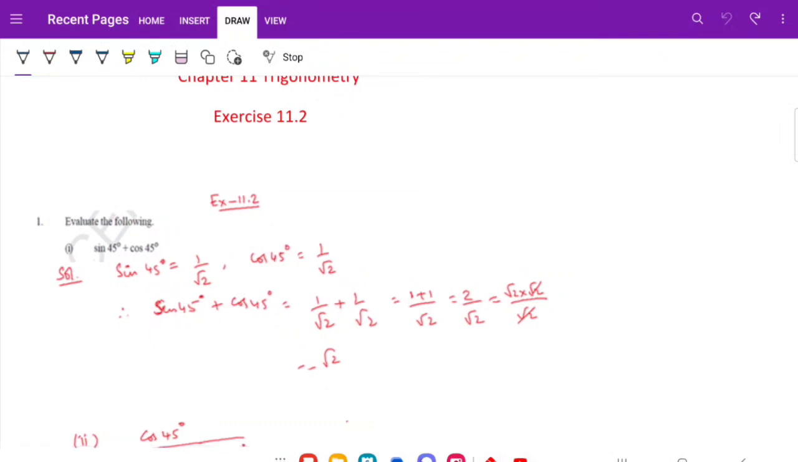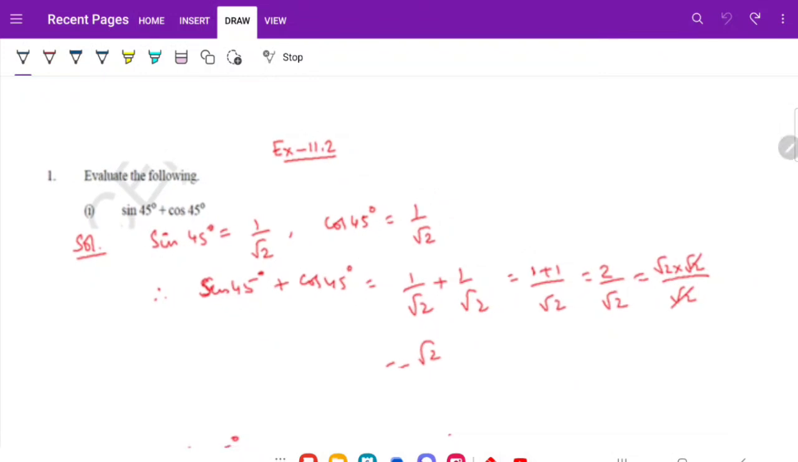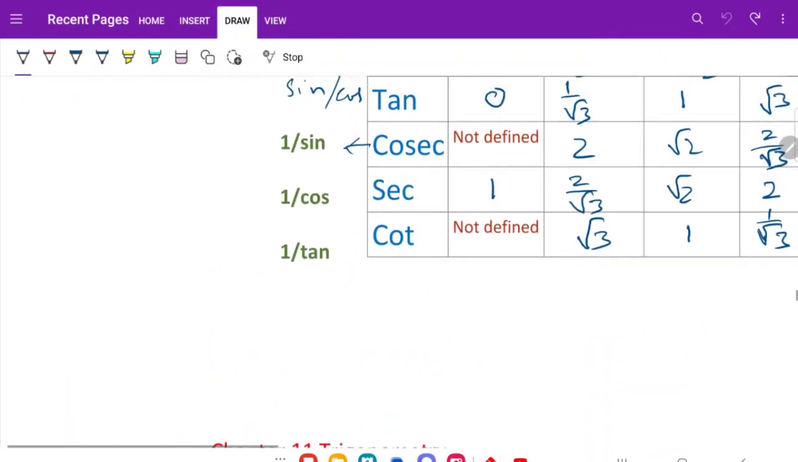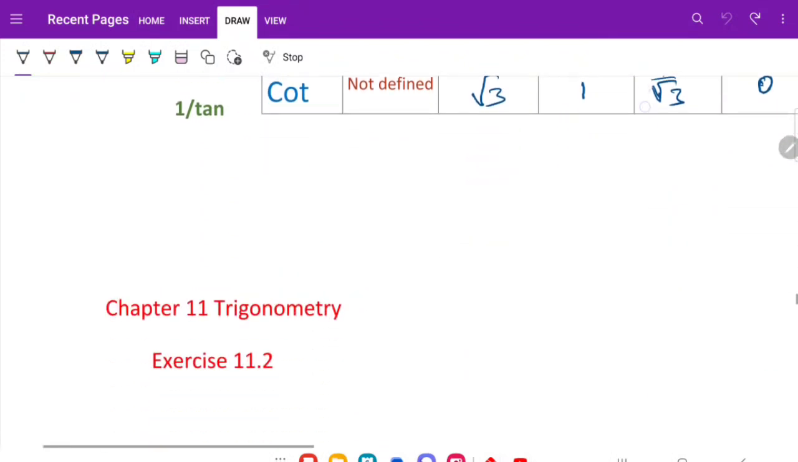The first question here is sine 45 plus cos 45. Evaluate, and we have to find the value of this. So what is the value of sine 45? 1 by root 2. Cos 45, 1 by root 2. From where are you getting this? You are getting it from here. Sine 45 is 1 by root 2 and cos 45 is 1 by root 2. This is 45 for both sine and cos.